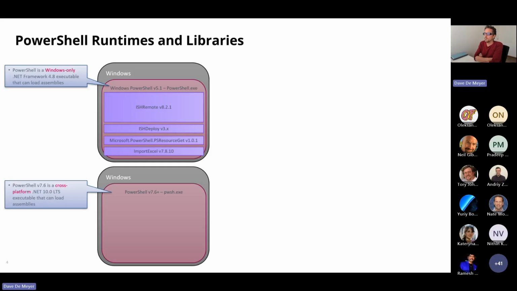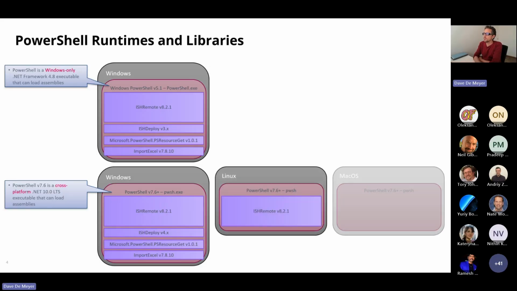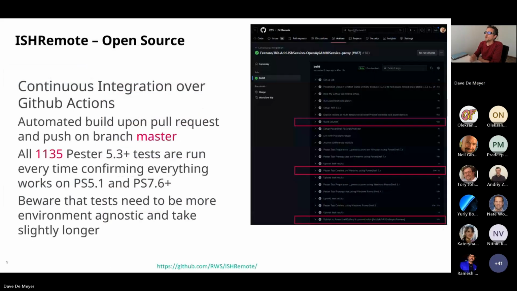Over time, there is also a PowerShell version 7, and version 7 is technically the executable pwsh.exe, and that is the cross-platform edition of PowerShell. It relies on .NET 6, 8, 10 over time, so 7.6 is linked to .NET 10, and that is cross-platform. That's where we load similar modules. And because it's cross-platform, it also allows ISHRemote to run on Linux and macOS, which is nice.